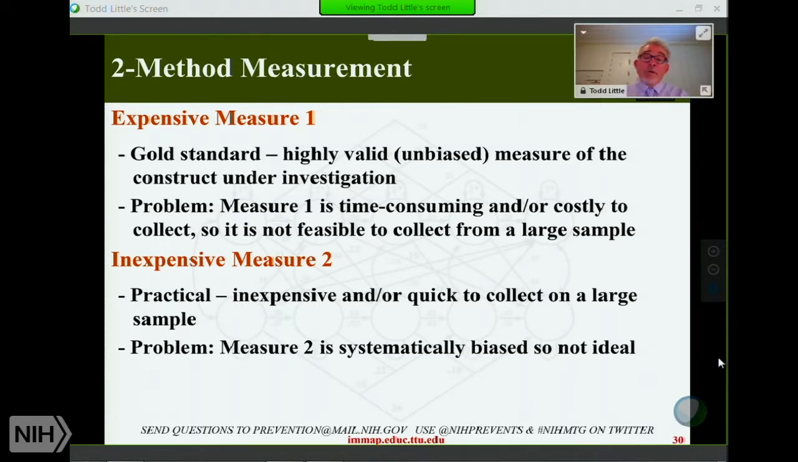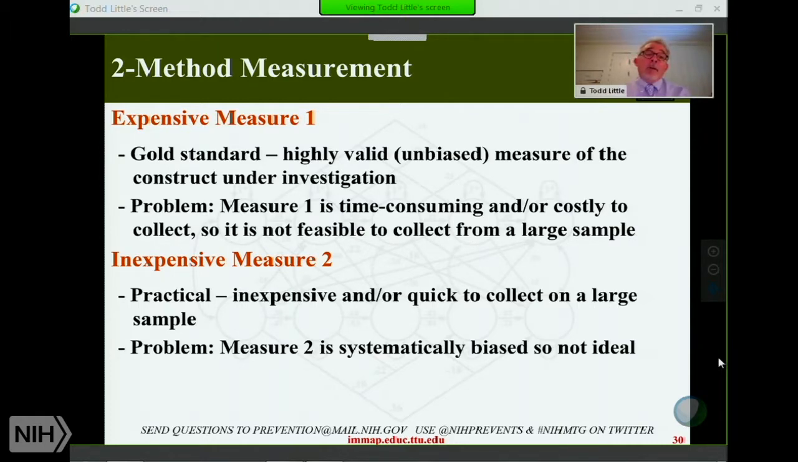So the folks that are interested in mechanisms of change often will resort to developing an inexpensive, cheap measure, but it has bias. So it's a self-report measure of stress, or it's a self-report or a teacher report, or some other thing that I can get from a lot of people, but the problem is it's going to be biased, but I can get it from a large sample.